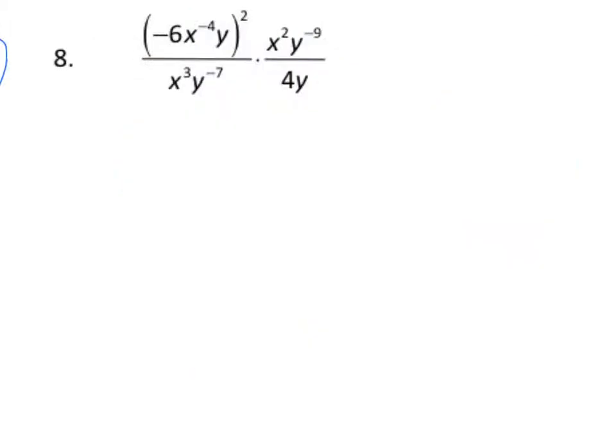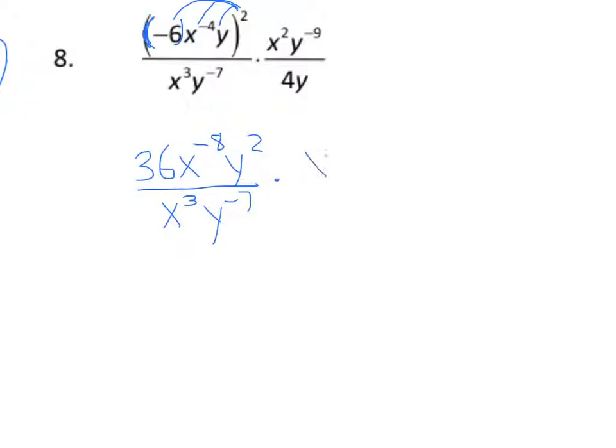In this next example, the first thing I'm going to do is raise everything inside here to the second power and simplify that part. Negative 6, remember it's in parentheses, to the positive second power is going to be positive 36. And then multiply the exponents, we get x to the negative 8, negative 4 times 2, and then y to the second power. On the bottom, I'm just going to copy the x to the 3rd, y to the negative 7. I will just copy the second part too, x squared y to the negative 9 over 4y.